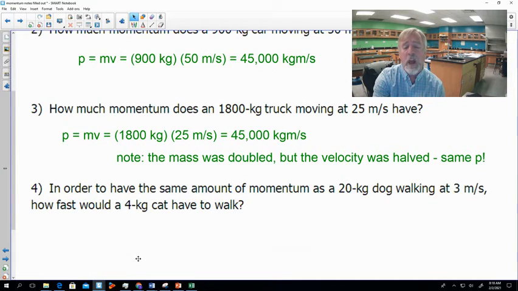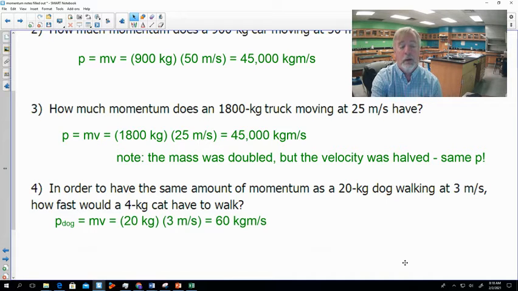Let's look at our final question. It says, in order to have the same amount of momentum as a 20-kilogram dog walking at 3 meters per second, how fast would a 4-kilogram cat have to walk? Well, the first thing we have to figure out is how much momentum does the dog have? And that's easy. Take its mass times its velocity, 20 kilograms times 3 meters per second, and you're going to end up with 60 kilogram meters per second.